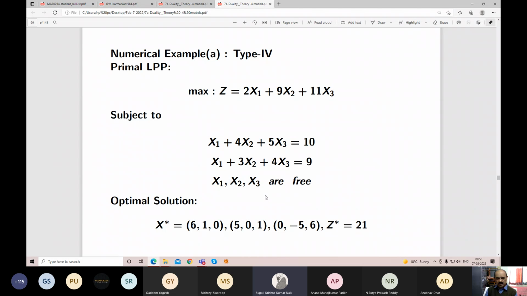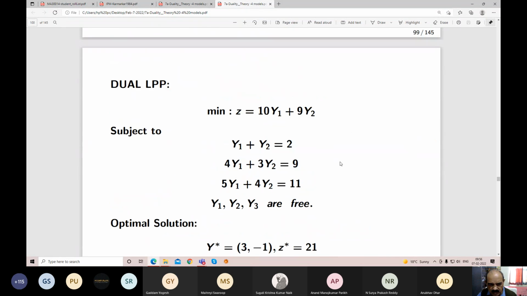Constants are equal type, variables are free. So we are getting solution, 21. Some variables are negative. Here both are positive, first 2 points, third point. So what about the solution? How many solutions does it have? Infinitely many. And its dual problem.